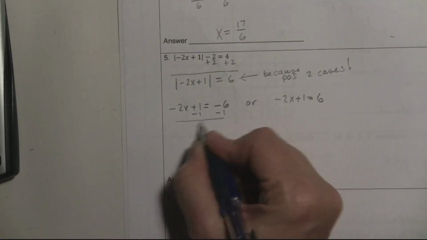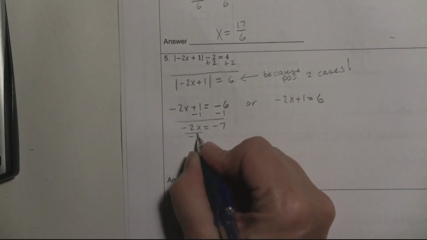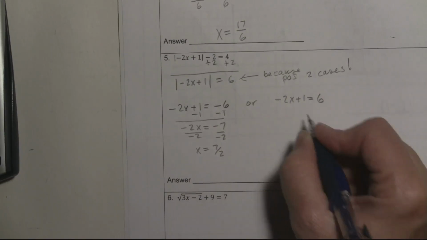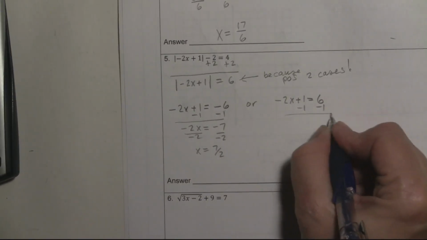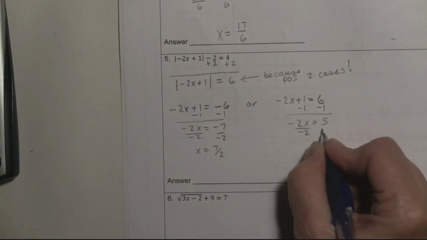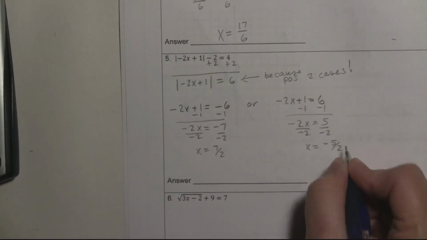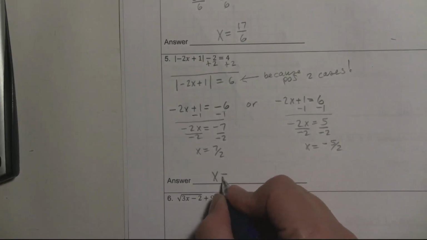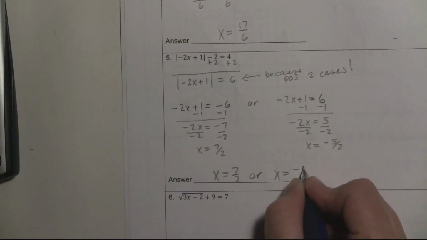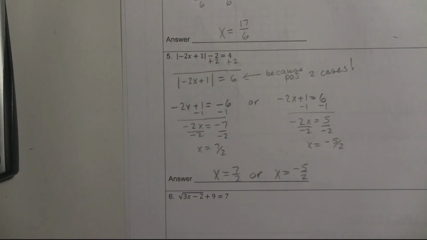So I get negative 2x equals negative 7, dividing by negative 2 gives me x equals 7 over 2. Negative 1 on each side there gives me negative 2x equals 5, divided by negative 2, x equals negative 5 over 2. So those are my two solutions. x equals 7 over 2 or x equals negative 5 over 2. Yeah, you got to give both answers, even though there's an or in between them.